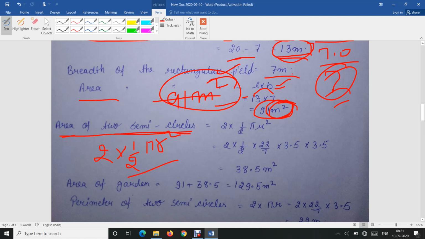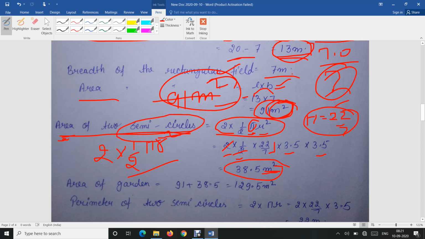So the area of two semicircles is 2 multiplied by 1/2 pi r square. The value of pi is always 22 upon 7, so we put 22 upon 7 in the place of pi, and r is 3.5, that is given to you. So multiply by 3.5, multiply by 3.5. For that you can cancel this 2 with this 2, and after solving that you will get 38.5 meter square, because this is the area of the two semicircles.